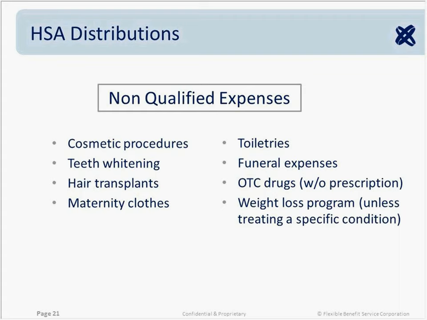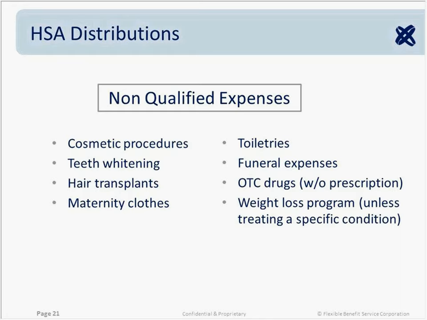Some examples of non-qualified expenses are cosmetic procedures that are purely cosmetic. For example, if somebody didn't like the way their nose looked and they had a plastic surgeon adjust the look and feel of their nose, then that would not be a qualified expense. On the other hand, if somebody had a deviated nasal septum and they needed to have a cosmetic procedure to help them breathe better, that would be a qualified expense. So just because it's a cosmetic procedure, we can't necessarily rule it out. We have to make a determination of whether or not that procedure is or isn't treating a medical condition.